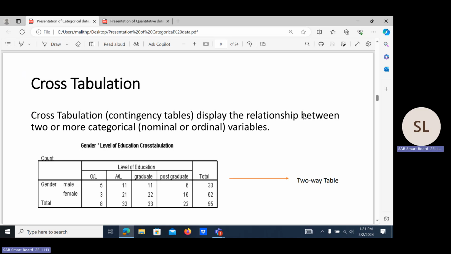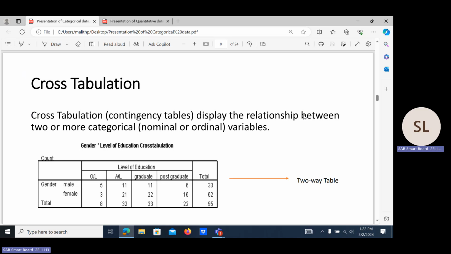Cross tabulation, or in other words a contingency table, displays the relationship between two or more categorical variables. If you want to represent two or more categorical variables, we cannot use the simple frequency table. Then we move into the cross tabulation or contingency table, which can represent two or more categorical variables, meaning nominal or ordinal level variables.